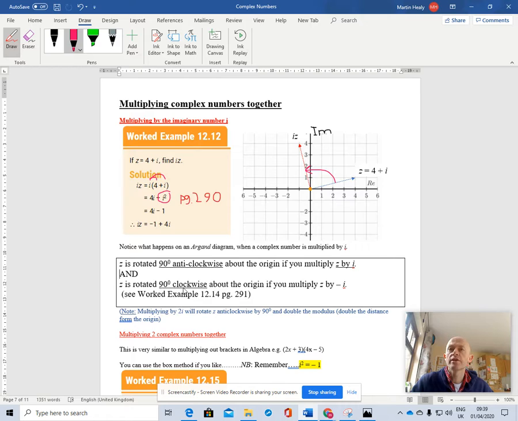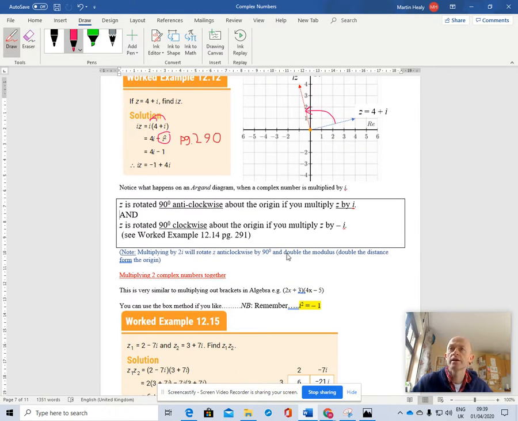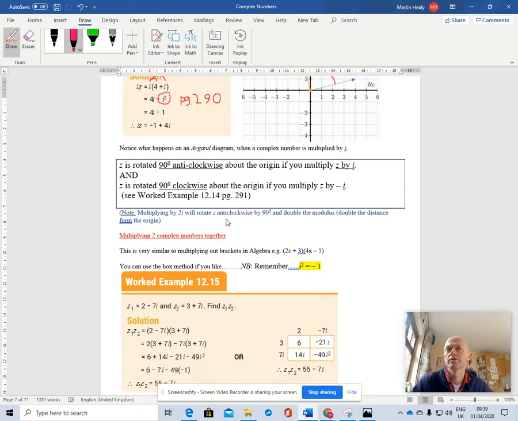Now, if you want to rotate 90 degrees clockwise, you multiply by minus i. So if I multiplied 4 plus i by minus i, I'll end up down here at 1 minus 4i, to rotate 90 degrees clockwise. And it's important to try and remember that. And there's a little note here if you want to read through that. If you multiply by 2i, you will actually end up rotated, and you will also double the distance. I think we meet that later on, though.